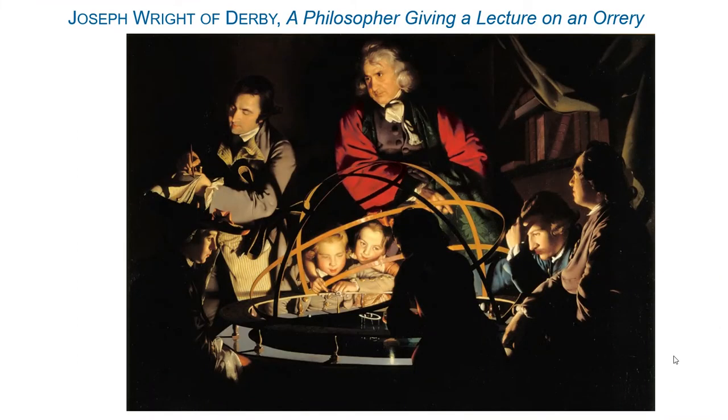And this is Derby's other painting. He loved the Caravaggio style. And here, an orrery is this metal maquette of the solar system. So he's teaching the youngins all about it.